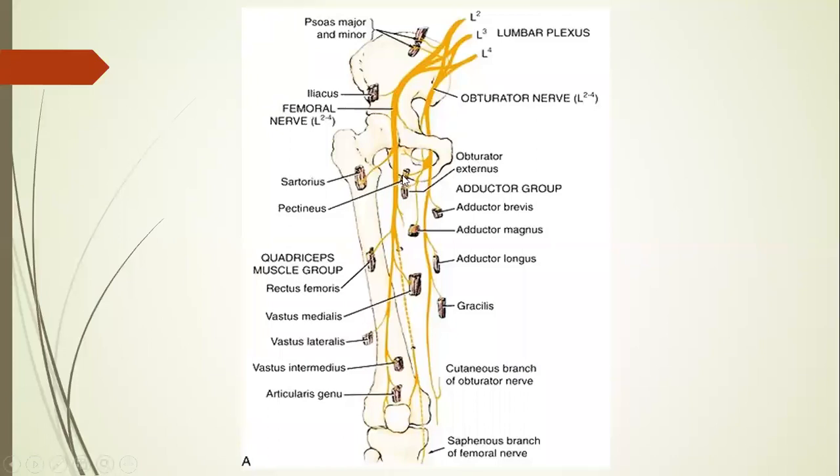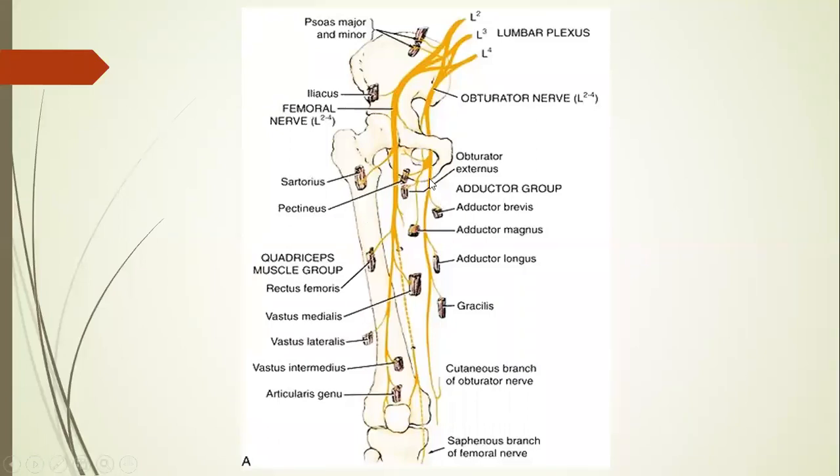The posterior division supplies the obturator externus muscle. The posterior division also supplies another muscle which is called the adductor magnus muscle. Which part of the adductor magnus? The adductor part, or adductor half, of the adductor magnus. And sometimes the same posterior division of the obturator nerve also supplies the pectineus, but the pectineus muscle is usually supplied by the femoral nerve.